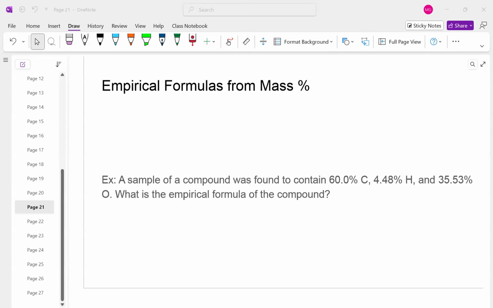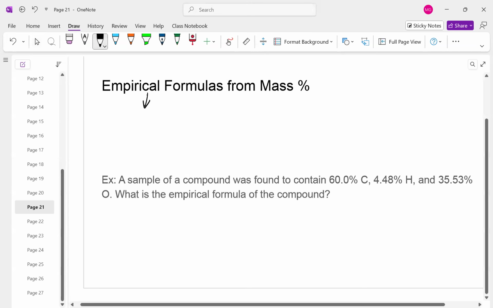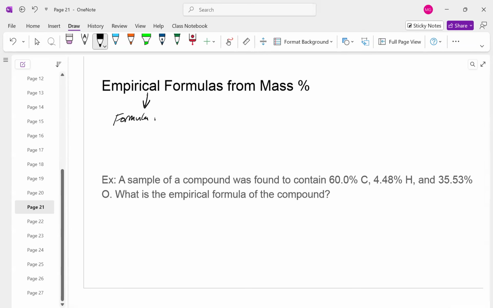All right, what we're going to look at now is how we can use mass percentages to find the empirical formula of a compound. Now, we just did a lab a little bit ago in which we experimentally determined the empirical formula of a compound, but just to review, an empirical formula is a formula of a compound reduced to its lowest whole numbers.